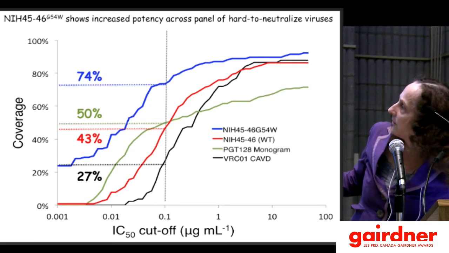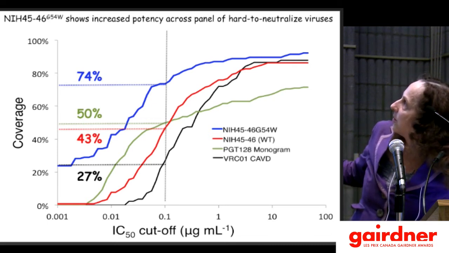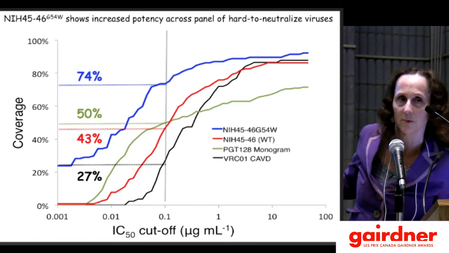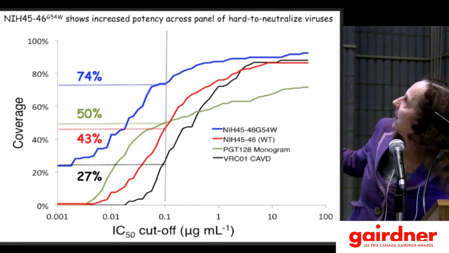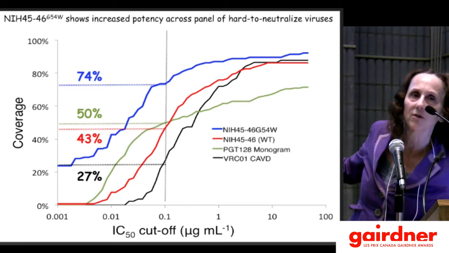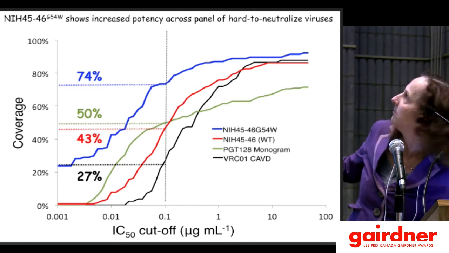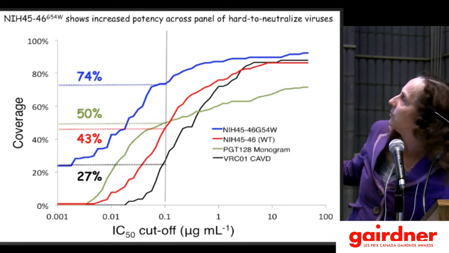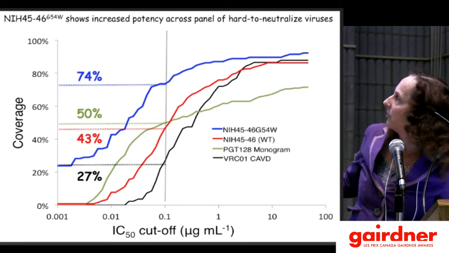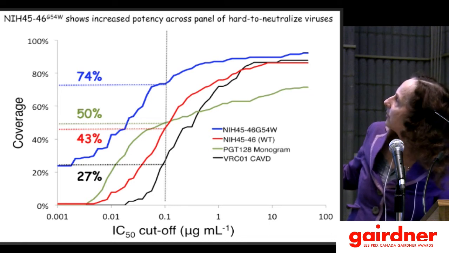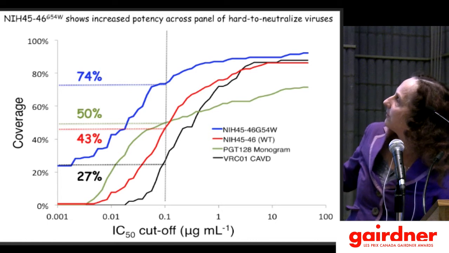Okay, so here's the coverage curve for VRC01, previously the best broadly neutralizing antibody out there. And so what you want to have is 100% neutralization of 100% of the strains. Nobody's there yet, but that would be optimal. And then you want to be as far over to the left as possible, so you want it to work at really low concentrations. So there's VRC01, and there's the parent NIH 4546 in red right here. And then here's the single substitution of that antibody, G54W.